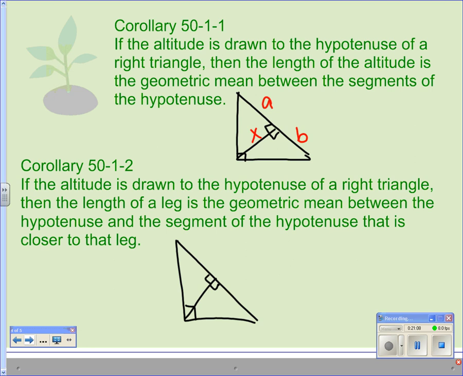Alright, so you pick a leg. X for a leg is a geometric mean between the hypotenuse and the segment of the hypotenuse that is closest to that leg. Does that make sense? B is closer to X than this one is. You're looking at this one versus this one.